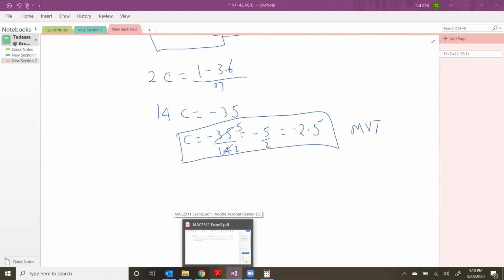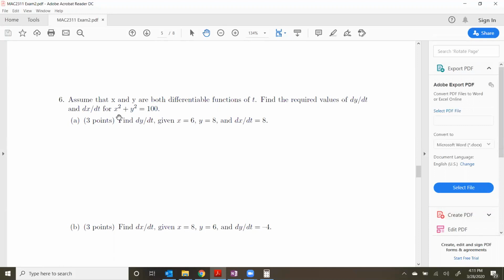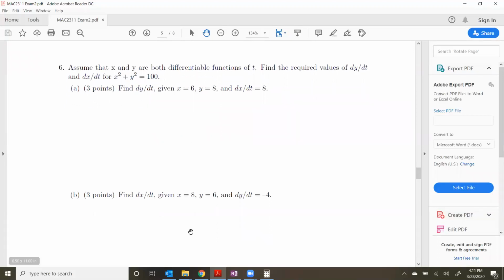All right. Let's see another example. The next example is about finding the derivative of y with respect to t. Keep in mind, even if this is an implicit expression, both x and y are differentiable functions of t. So x is also playing the role of a dependent variable. That is very important. So here I have two dependent variables, x and y. The independent variable is t. In part A, we want to find the derivative of y with respect to t when x is 6, y is 8, and dx by dt is 8. So let's do that.